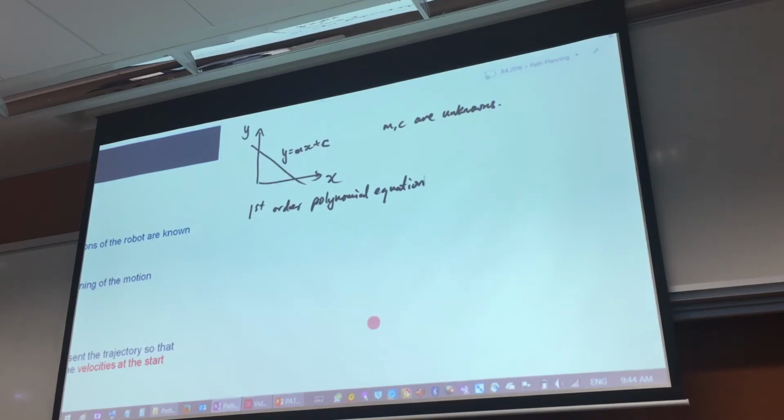So hence, for any first order polynomial equation, generally you would have two unknowns. Those unknowns will be m and c. So hence, in order for you to find out two unknowns, how many boundary conditions do you think you would need? You would need two boundary conditions. So a very easy boundary condition to pick up would be this point, that point. If you know these two points, then you can solve for those two unknowns. So you have two boundary conditions.